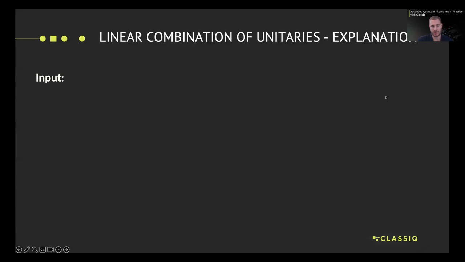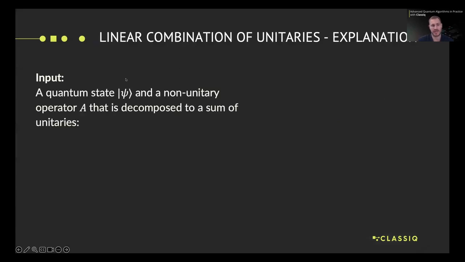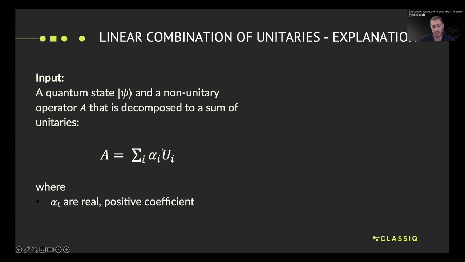The input of the algorithm is a quantum state psi and a non-unitary operator A. We can think of it as just a matrix, a non-unitary matrix that is decomposed into a sum of unitaries. For the algorithm to be applied, we need this non-unitary matrix A to be decomposed, hopefully in a nice way, into a linear combination of unitaries. This is the reason for the name. The alpha i are real positive coefficients, so these are just real numbers, and the U i are unitary matrices.